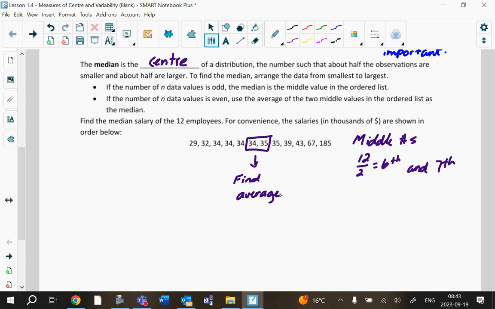So it'd be 34 plus 35 divided by 2, which gives us 34.5, which converts in the context of the problem to 34,500. Again, don't forget units. There's no symbol for median. We just use median or MED.